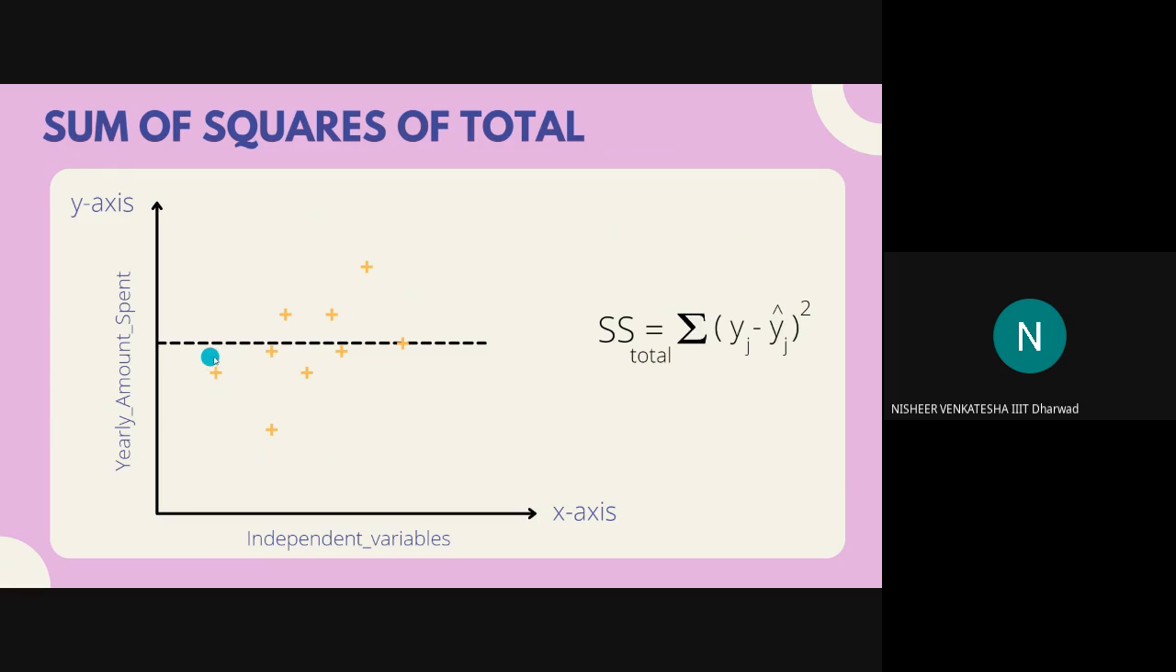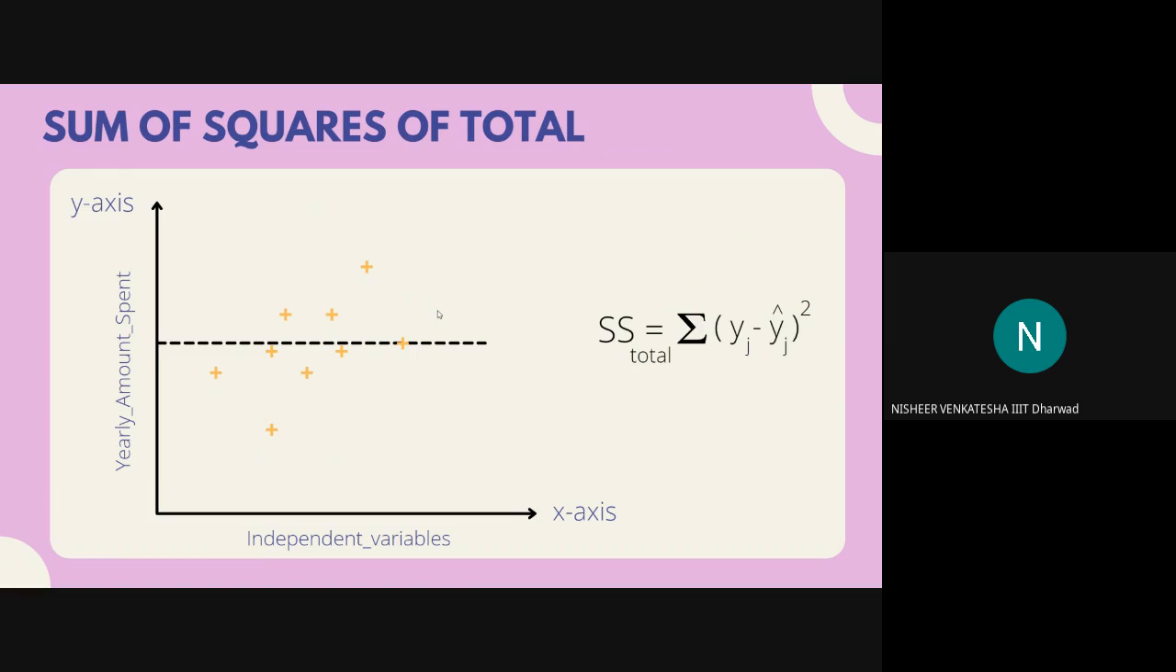We draw this average line and we use a similar method: we take one data point and name it as yj and project it on this average line and we name that point as yj hat, and we use the least squares method and we sum all the data points to get the sum of squares of total.